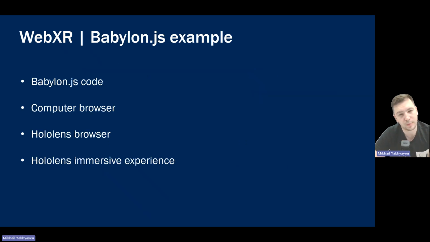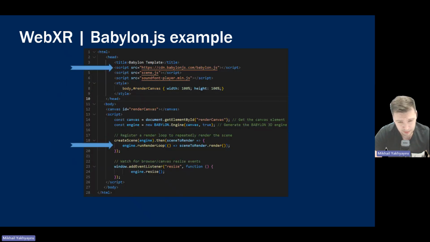So now we will look at the Babylon.js example. We will look through the code. We will see how the computer browser renders the Babylon.js applications, how the HoloLens browser renders those applications, and then we will go into the immersive experience of the HoloLens application.